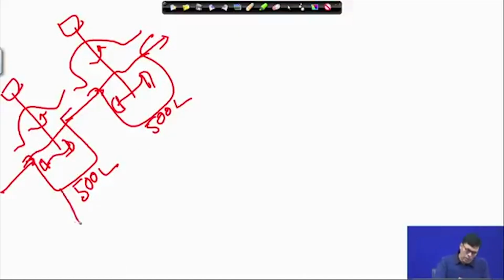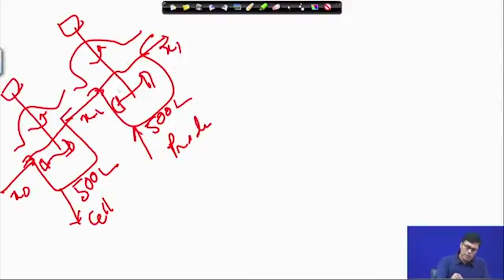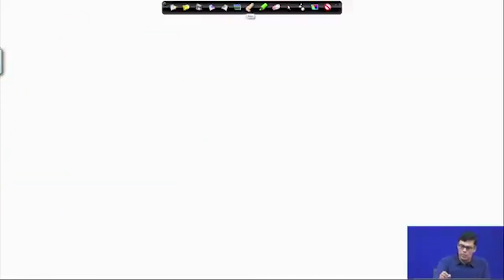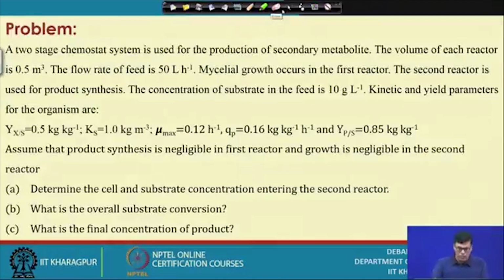Now, here only the cell formation is there, and here only the product formation is there. That is the assumption we have. So here, cell formation: this is x0 and this is x1. Here also it is x1, because we assume that no cell mass formation is there. And here is P0, and here will be P1, only the product formation. This is the problem that we shall have to deal with.